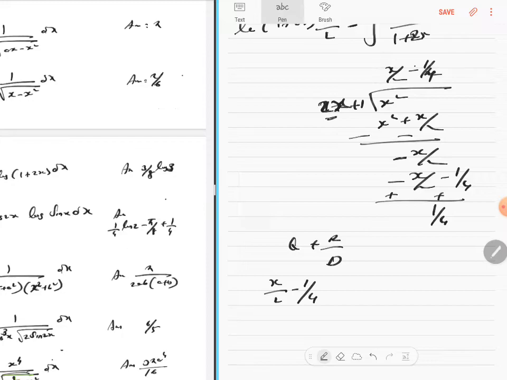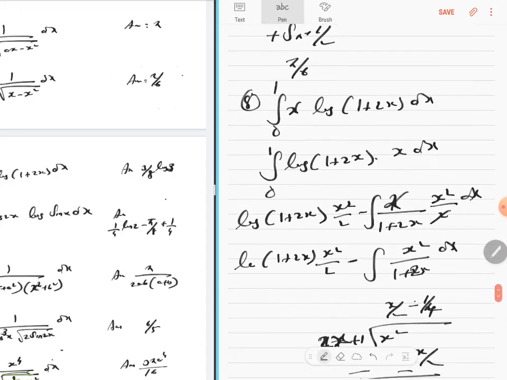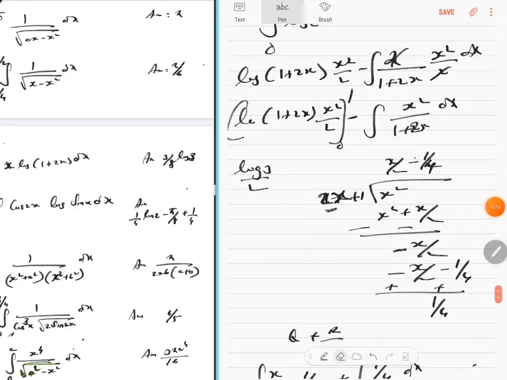Quotient plus remainder by divisor. Okay, so this is my assumption. I don't know why this sum should be so lengthy. Let me go offline for a second and check what I've done. Yeah, so I've just identified it's the right sum.